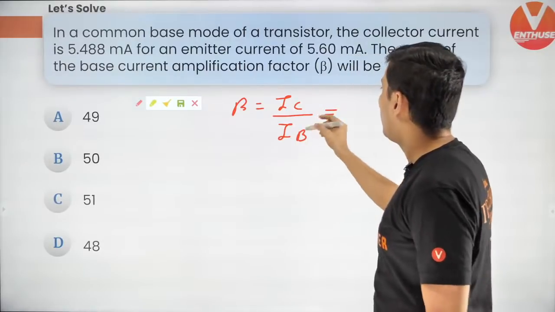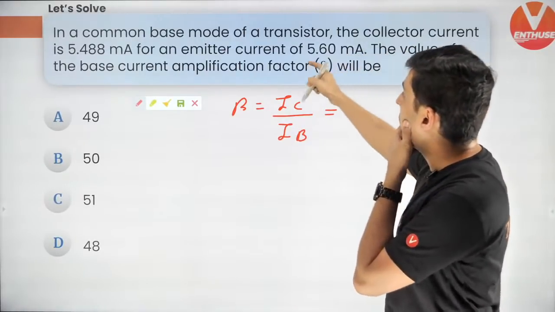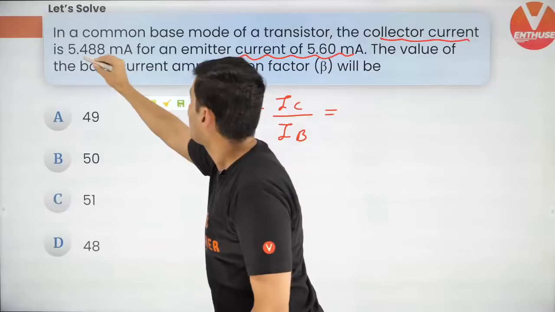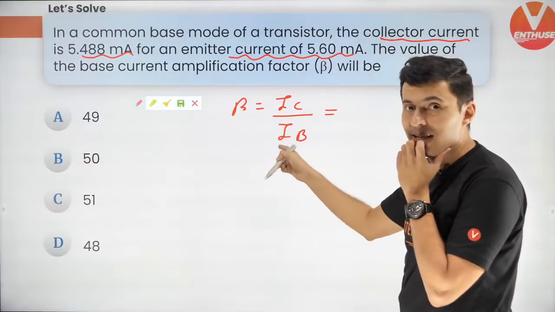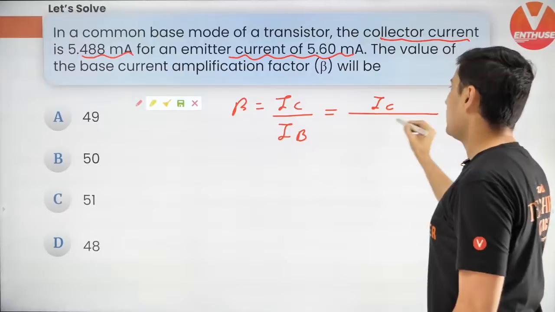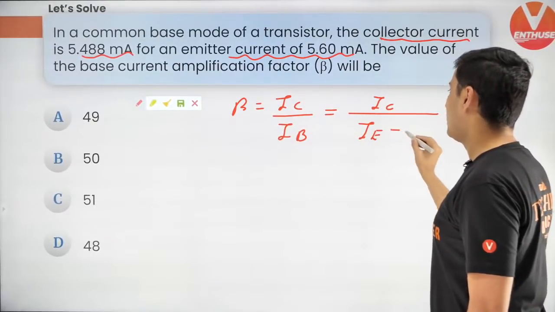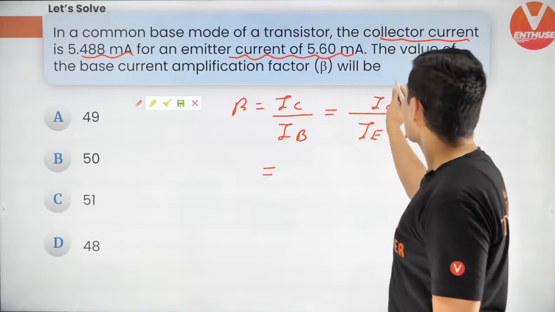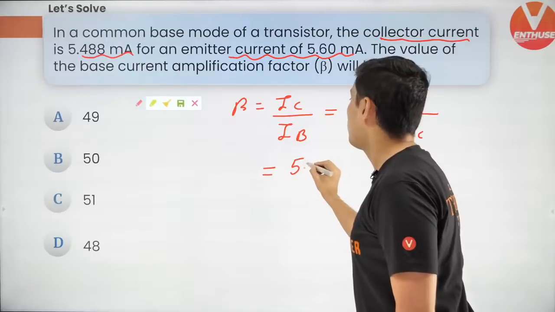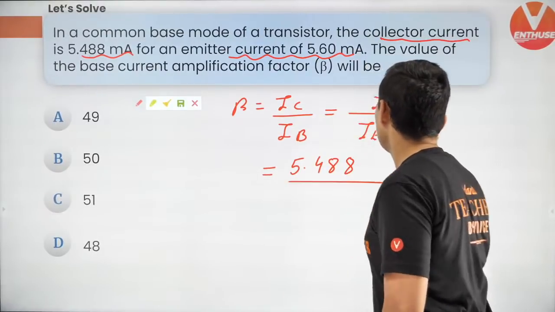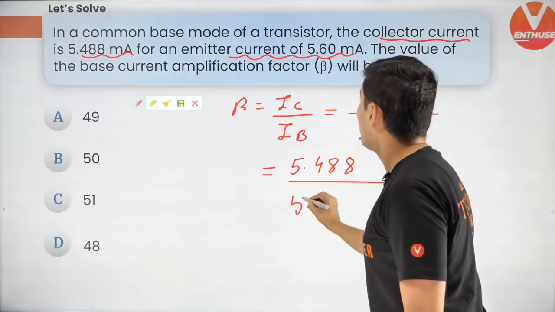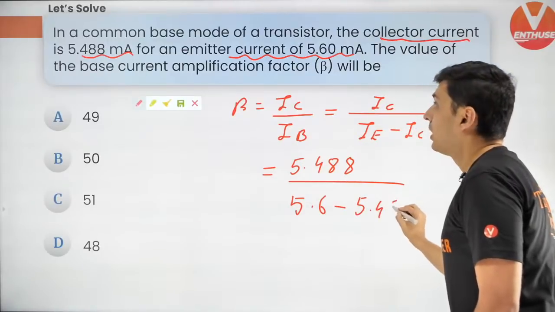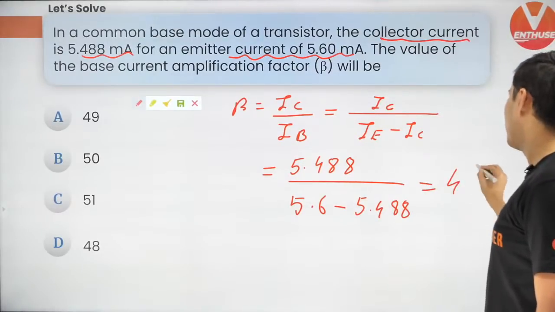IB, correct? Now, what else do I know? Emitter current I know. I know collector current. But I want to know base current. How do I get base current? Very simple. Base current is emitter current minus collector current. Use this formula and you will get it. IC is already given, so beta is 5.488 divided by the emitter current, which is 5.6 minus the collector current, 5.488. Solving this, you should get the answer as 49.